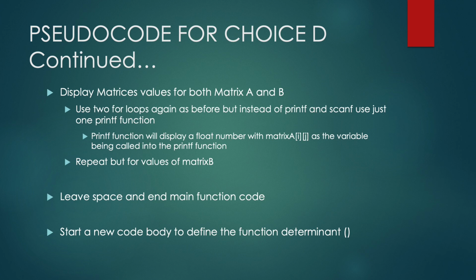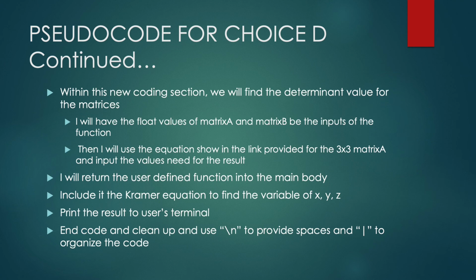We will start a new code body, and that will define the function of the determinant, which will have the values of matrix A and matrix B of I and J for both. Within the new user-defined function that we titled determinant, we will have to use the float values of matrix A and B as the inputs of the function.